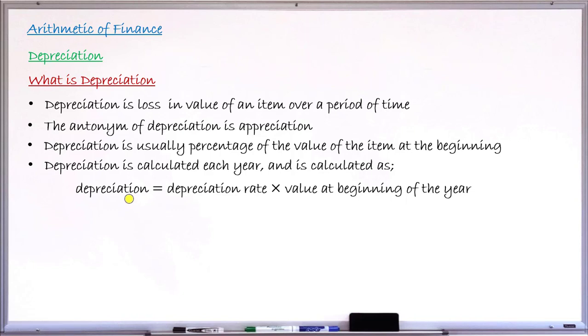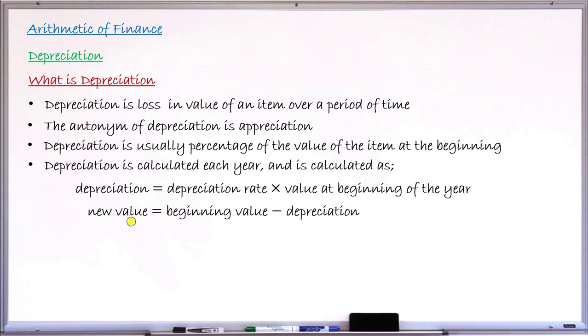And after losing value, the item's new value will be given by this formula: the new value is the beginning value minus the amount of depreciation. When you subtract the amount of depreciation from the value at the beginning of that year, it will give you the new value at the end of that year. This is what we shall be using. So we are going to make use of this to find either the amount of depreciation or the new value after some period of time.